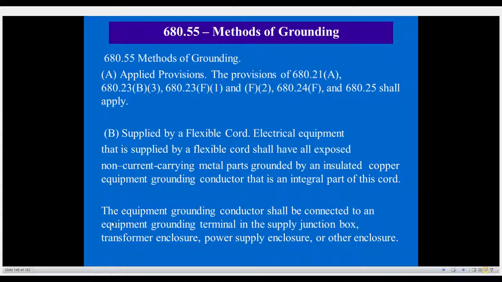All right. Now, the equipment grounding conductor shall be connected to an equipment grounding terminal in the supply junction box, transformer enclosure, power supply enclosure, or other enclosures. So you're going to have to make that connection if you have the junction box, transformer enclosure, power supply enclosure, or whatnot. That equipment grounding conductor that is supplied, if it is utilized, has to be grounded to the equipment grounding conductor.